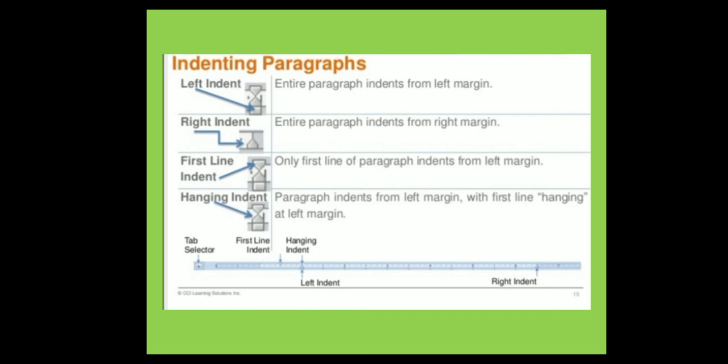Here the figure shows the first line indent, hanging indent, left indent and right indent. Means you can also say that through the ruler you can give sufficient space from the left side or right side according to your need.